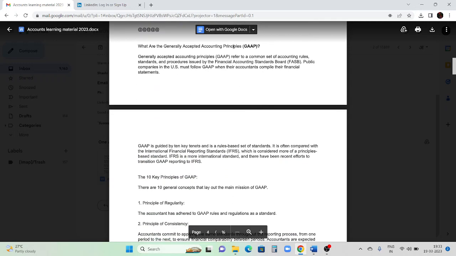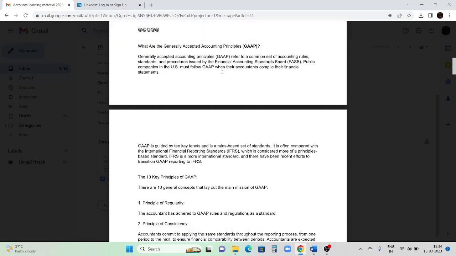What is GAAP? When I post openings, some companies usually ask for prior experience in GAAP. GAAP is the full form of Generally Accepted Accounting Principles. It means the common set of accounting rules, standards, and procedures issued by the Financial Accounting Standards Board, FASB. Public companies in the US must follow GAAP when their accountants compile their financial statements.